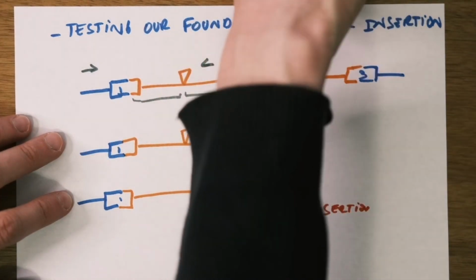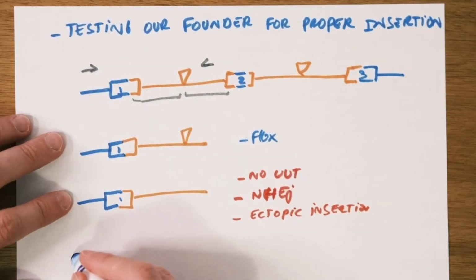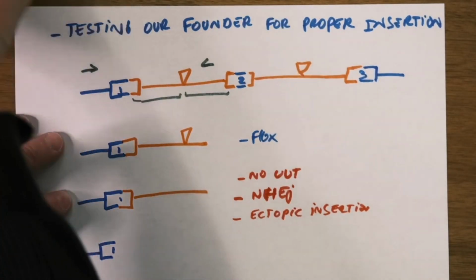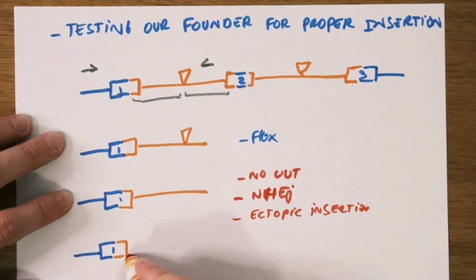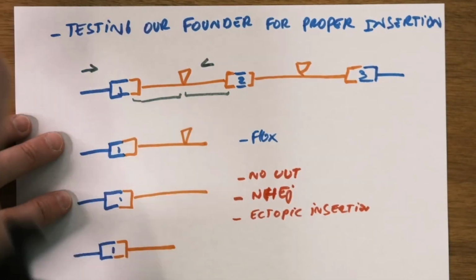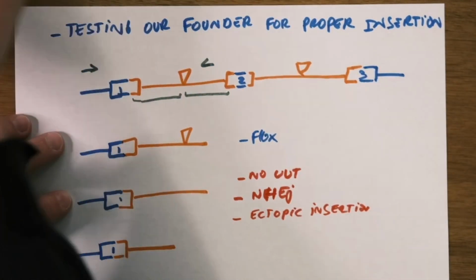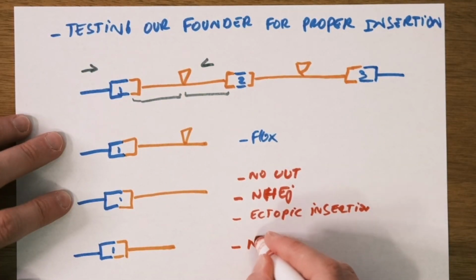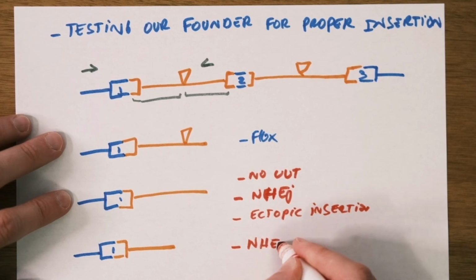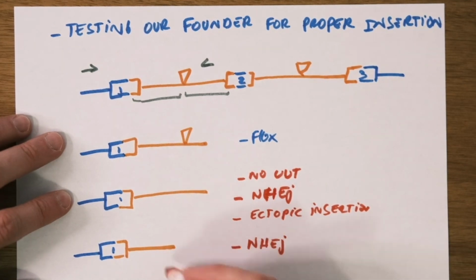There is still another possibility where we have like the part of the exon 1 and then we have a much shorter version of this amplification, and this could be because we have a non-homologous end joining, so there was some sort of damage generated here that makes the allele a little bit shorter. So these are all situations that we can look at.